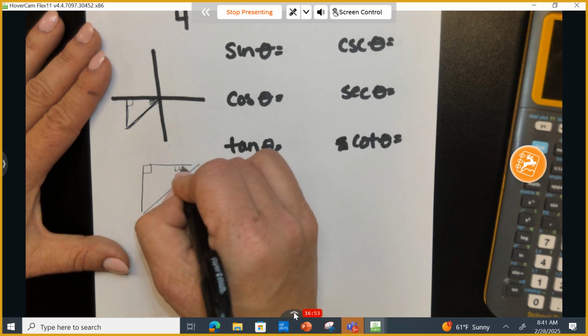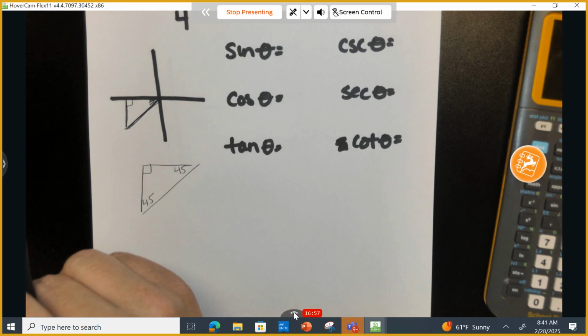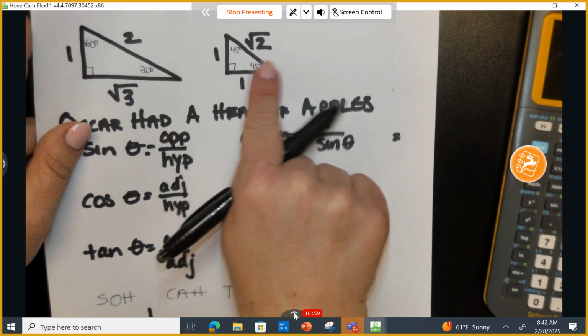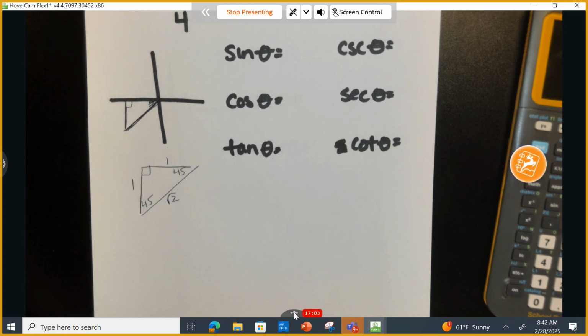So this is a special triangle. That's a 45, 45, 90. You're welcome to look back in your notes. We need to see what's on the outside. We got a 1, 1, and the square root of 2.